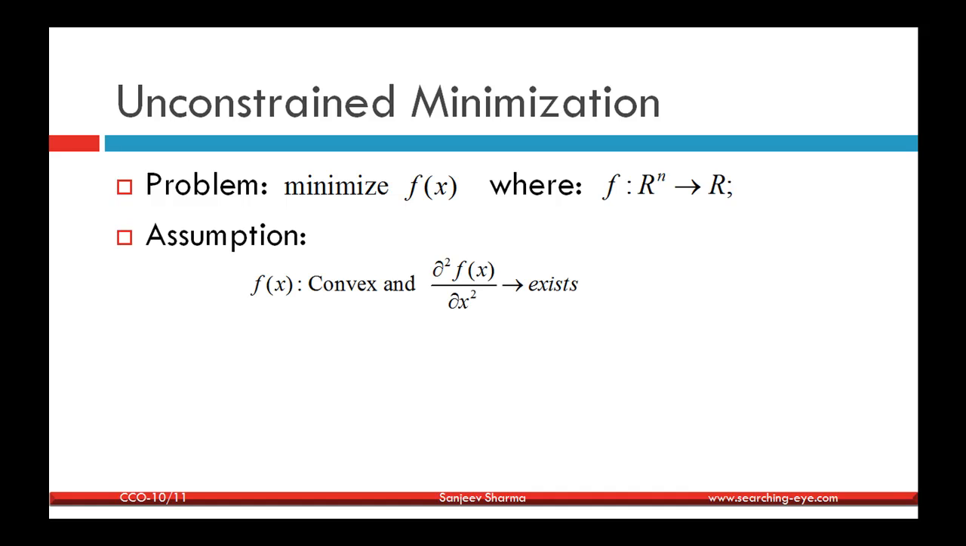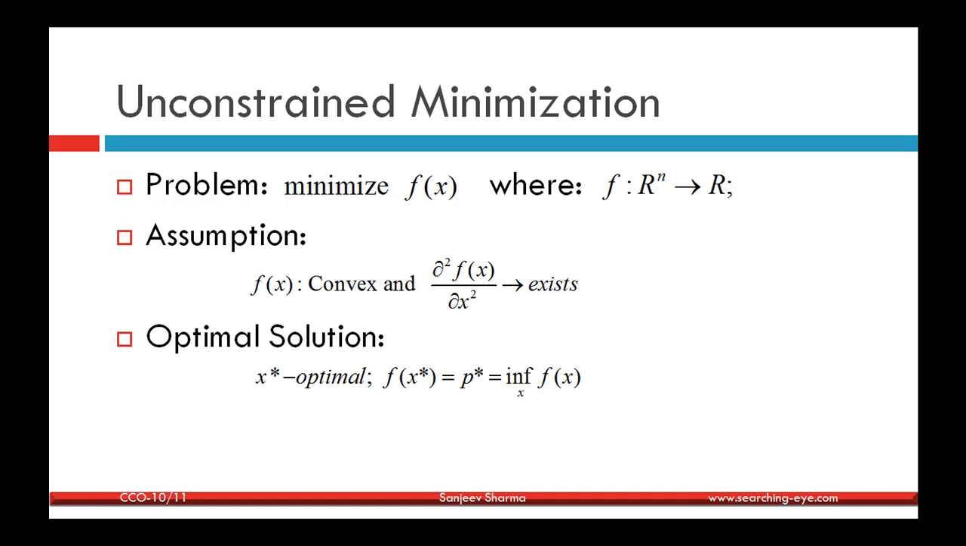Here we assume that the function is convex and twice differentiable. That is, the second derivative of f exists. We denote the optimal solution, that is the optimal value of x which minimizes the function, as x star, and the optimal value of the objective function as p star, where p star is the infimum of f(x) over all x belonging to the domain of the function.